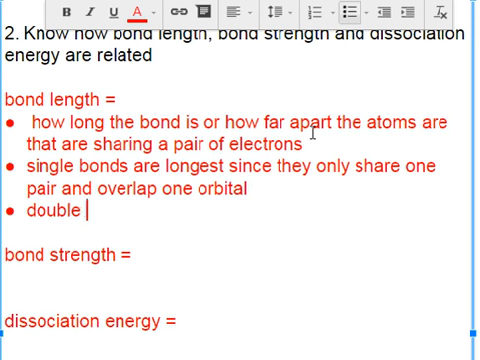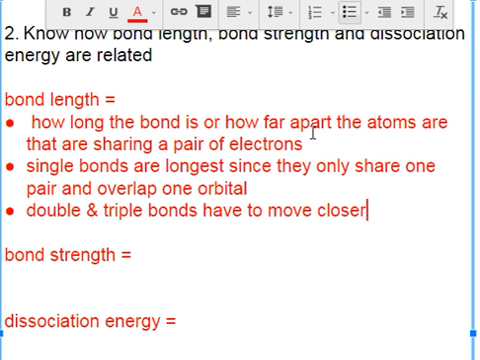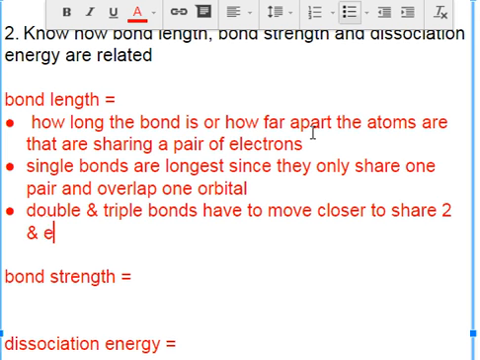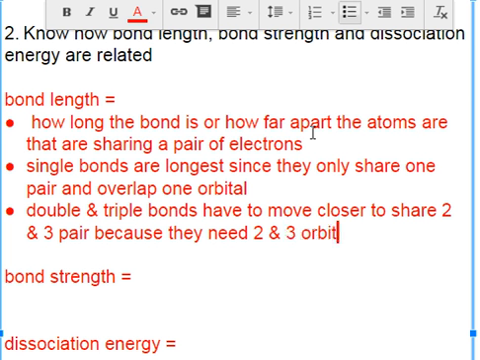So double and triple bonds have to move closer to share 2 and 3 pairs, because guess how many orbitals they need? They also need 2 and 3 orbitals to overlap.